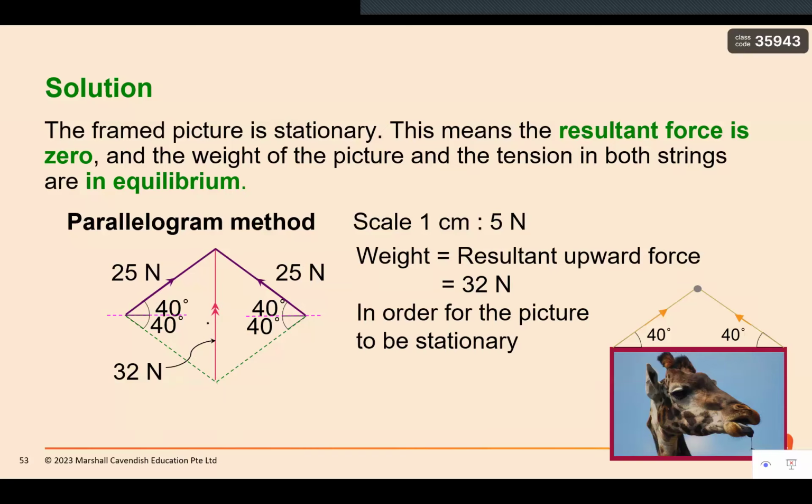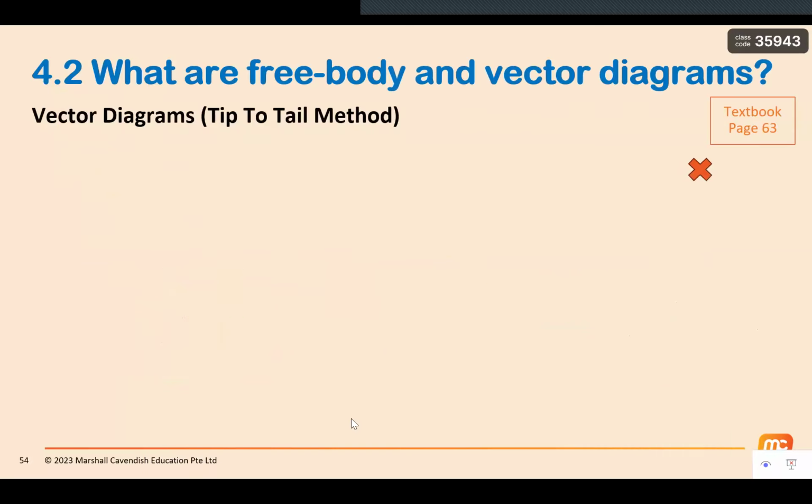If there is no weight, then this 25 Newton and 25 Newton caused by the tension will cause this picture frame to move up, but this picture frame is not moving up. So there must be a downwards force of equal magnitude, 32 Newtons, to balance it. So the weight of this picture frame will be 32 Newtons.